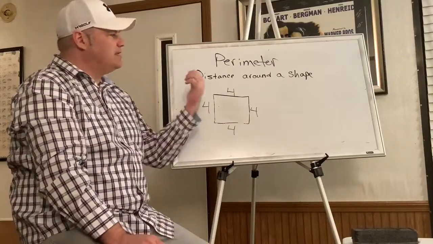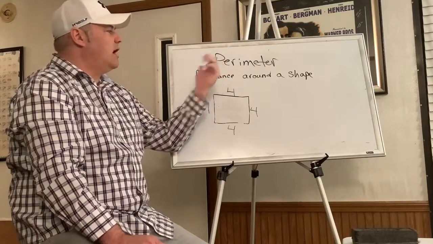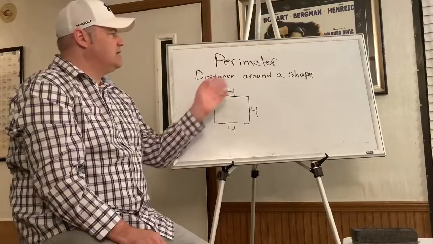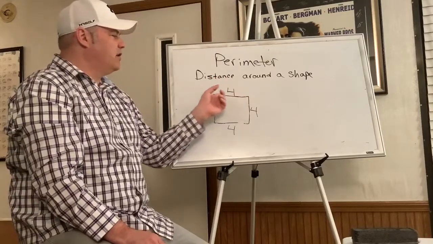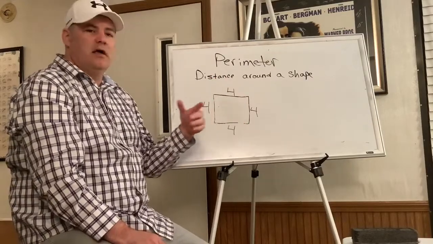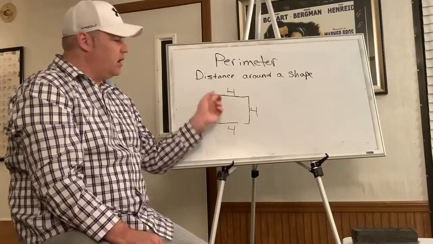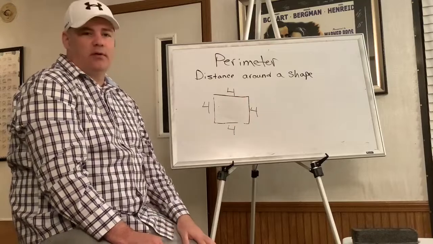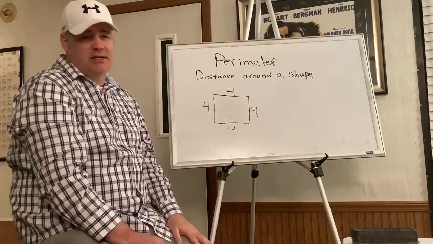That's why I don't use "area around the shape," because then you're mixing the two. When I say distance around the shape, that's referring to the distance you have to go if you walked around the building or walked around the floor or went around the wall. That's what perimeter is. So really perimeter is just an addition problem.